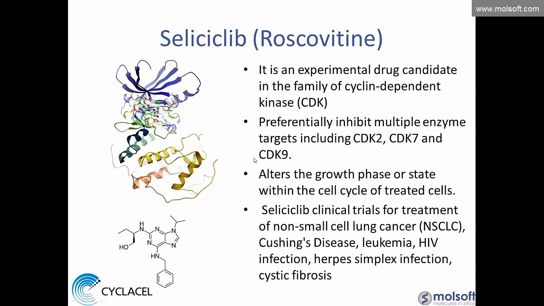So today we're going to look at a crystal structure with a ligand bound. It's a kinase. It's in the family of cyclin dependent kinases. These CDKs alter the growth phase or state within the cell cycle, and this ligand we're looking at, called riscovatine, is in clinical trials for lung cancer and Cushing disease and other diseases. So we're going to be looking at that structure.